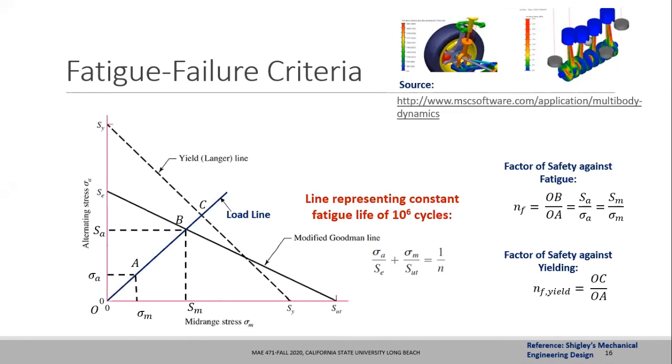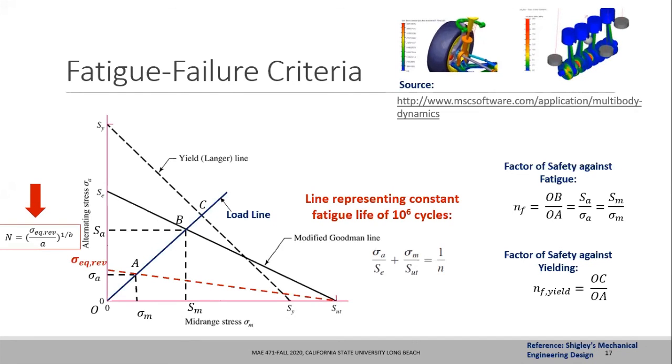It is just a recap of what we have learned just a while ago. And this is just to find the equivalent reversible stress. That is what you need to use in that formula to find the number of cycles to failure, because sigma mean is not 0. So you have to find the equivalent reversible stress such that you can use that in that equation to find the number of cycles to failure for these components.